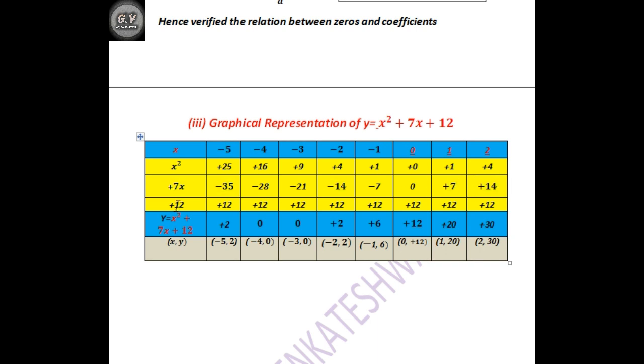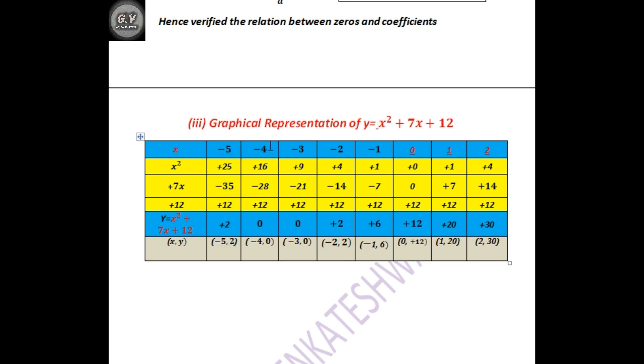Next we need to add plus 12, the third row which indicates plus 12. So the sum of these three yellow boxes in the first column represents x square plus 7x plus 12, which is equal to y. Adding these three terms we get the y value. So 25 plus 12 is 37, 37 minus 35 is 2. So at x equal to minus 5, the y value becomes 2.